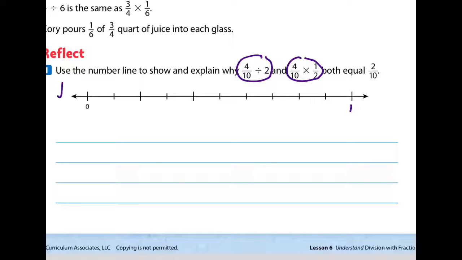So let me get my highlighter on here. Okay, so here's 1, 2, 3, 4. So there's the 4/10 that I just shaded green. Now, what I need to do is split that 4/10 into 2 groups. So I'm going to do that here. So here are my 2 groups.